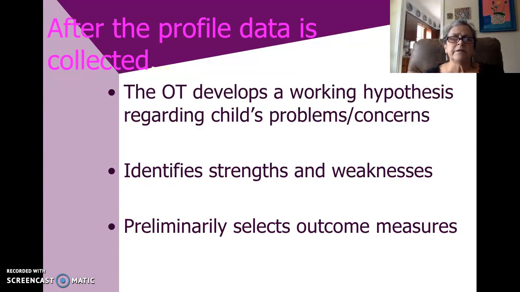After you've collected all this data, you are developing a working hypothesis about the family and child's problems and concerns. And you've identified strengths and weaknesses, hopefully, by asking them what is a problem and what isn't. And you want to make a preliminary selection of what outcomes you're going to measure and how you're going to measure them. So some standardized tests, which we'll talk about more in a minute, some of them are meant to be used repeatedly to measure change, and some are not. We'll also be talking about different ways to write measurable goals as we go along here.